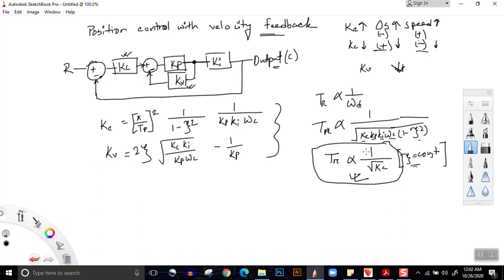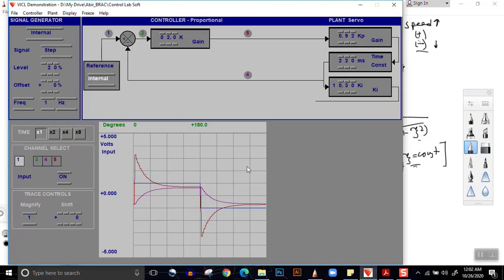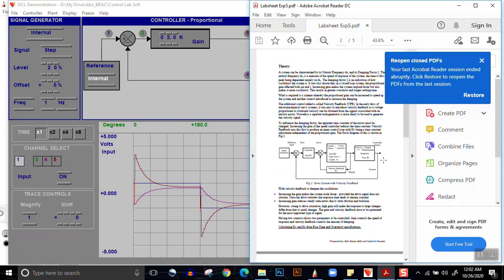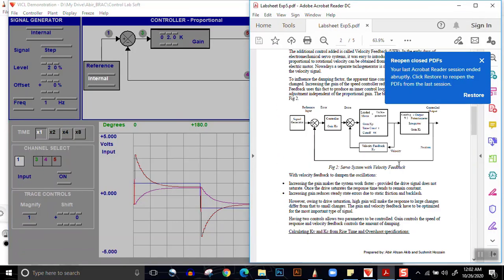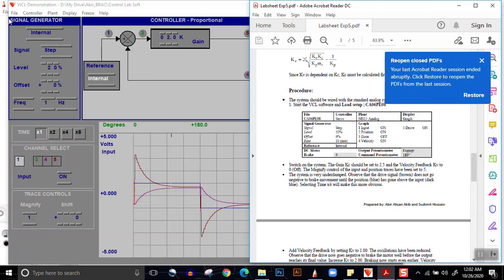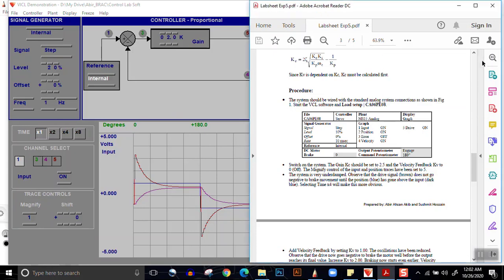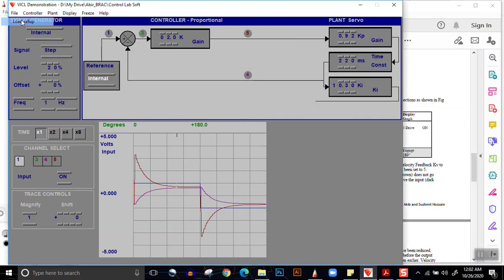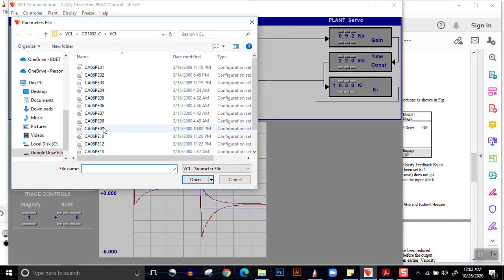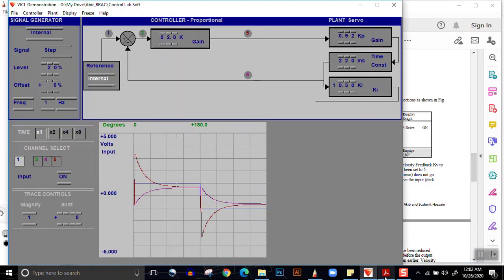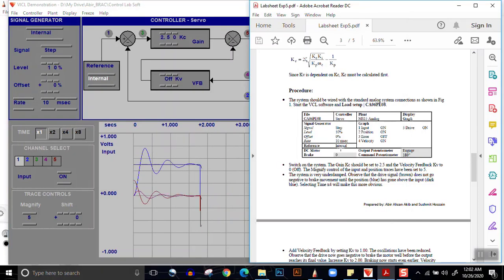that is in our experiment number 5. Now let us move to our simulation setup. So let us move to the lab sheet at first and see how it will be set up. So we load CA06PE08. We look back at here.